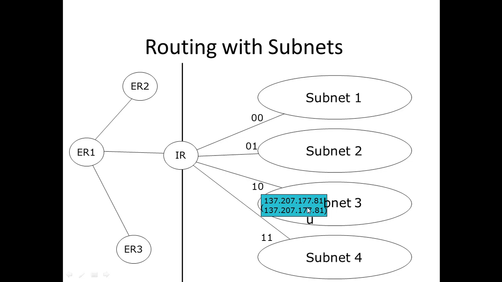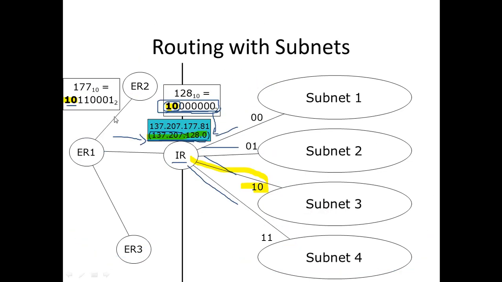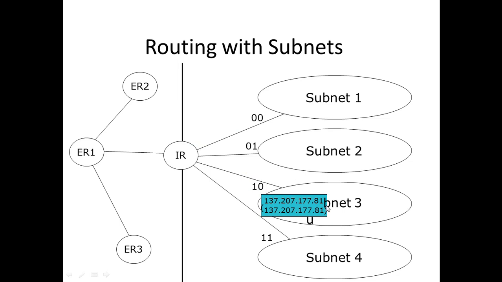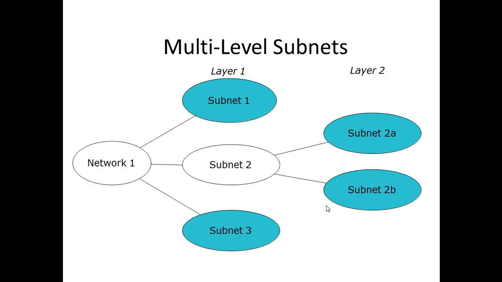Actually, the packet which was originated by the external router somewhere has now reached its destination, that is subnet 3. So what is multi-level subnets? This is the concept where you divide a subnetwork into more subnetworks. You can see that this was your whole network. You divided it into 3 different subnets.